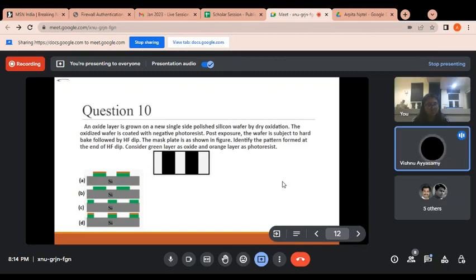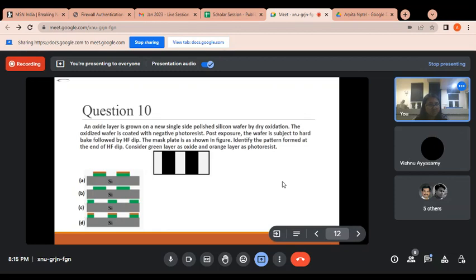Ma'am, the pattern changes, ma'am. Okay, what type of pattern is transforming for the negative photoresist? If we expose it, what type of pattern is transferred from this mask to the photoresist? Here the white portion is the transparent layer, and the dark portion is the covered area. Okay, so can anyone tell what is happening for the positive photoresist and what is happening for the negative photoresist?